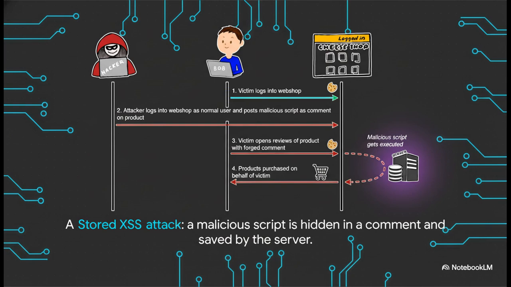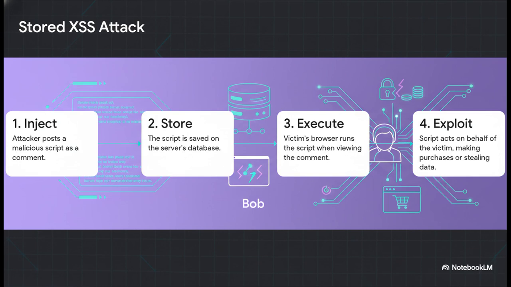An attacker, just pretending to be a normal user, posts a comment on a product. But hidden inside that seemingly innocent comment is a malicious script. The web shop, not knowing any better, just saves that comment to its database, script and all. Let's break down exactly how this heist works. Step 1, the attacker injects the script. Step 2, the server innocently stores it.